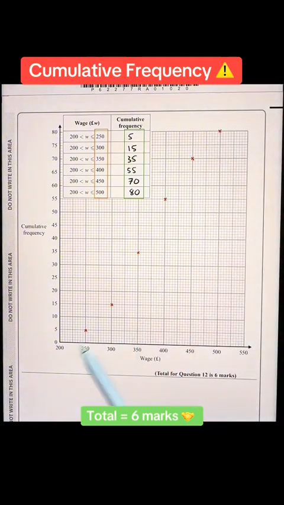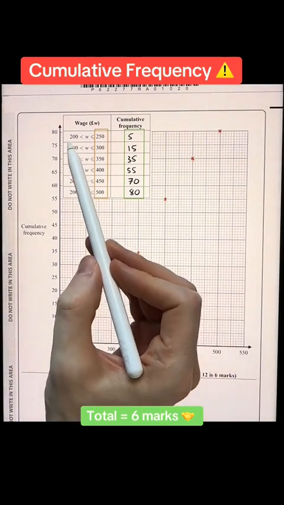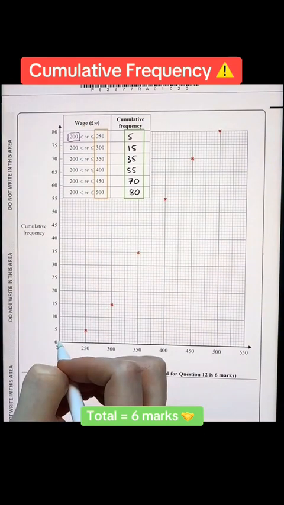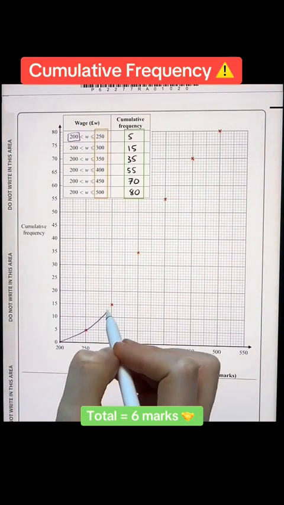I know a cumulative frequency graph will be a smooth curve. To find where I start from, I look at my first class interval. I can see the lowest wage here was 200. So therefore I can start from 200. And I just draw a smooth curve.